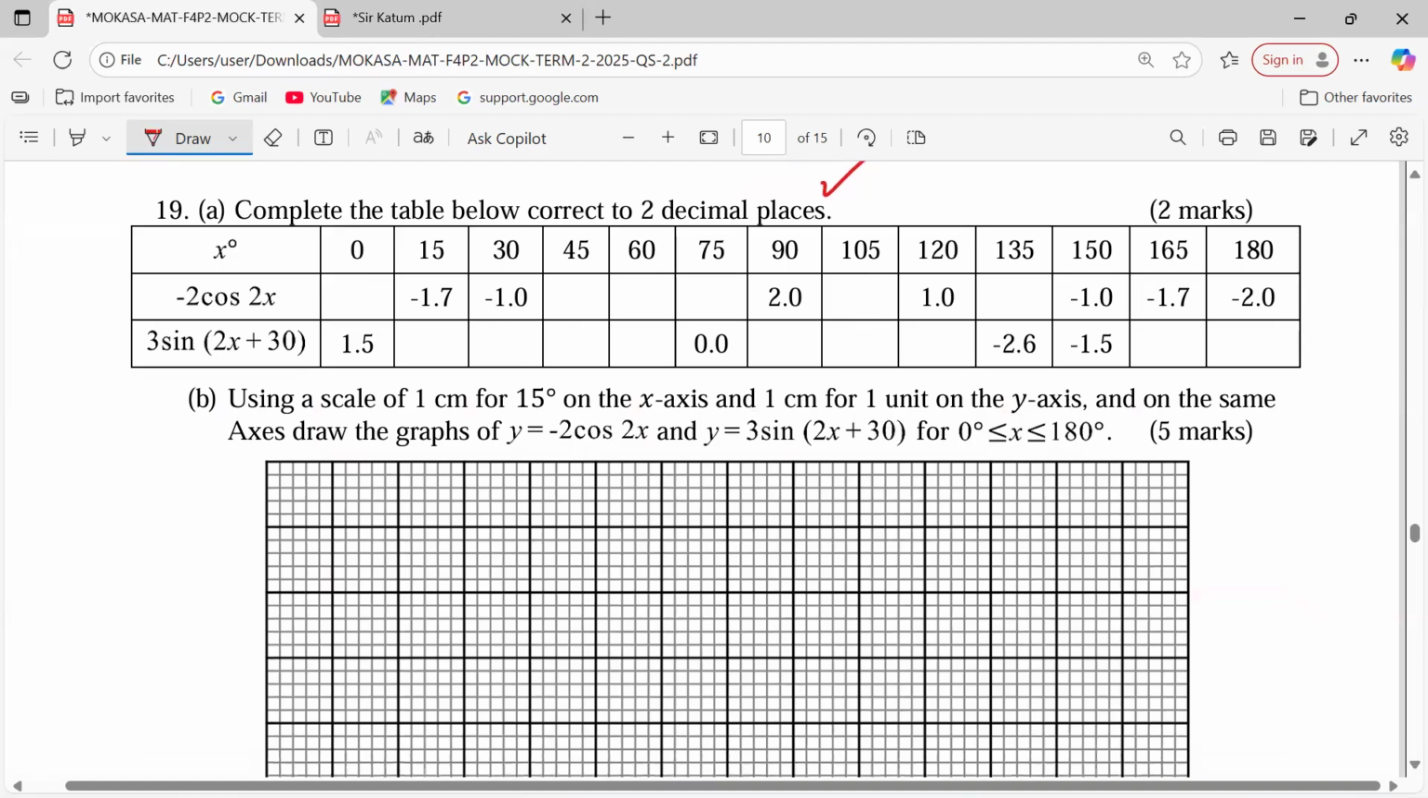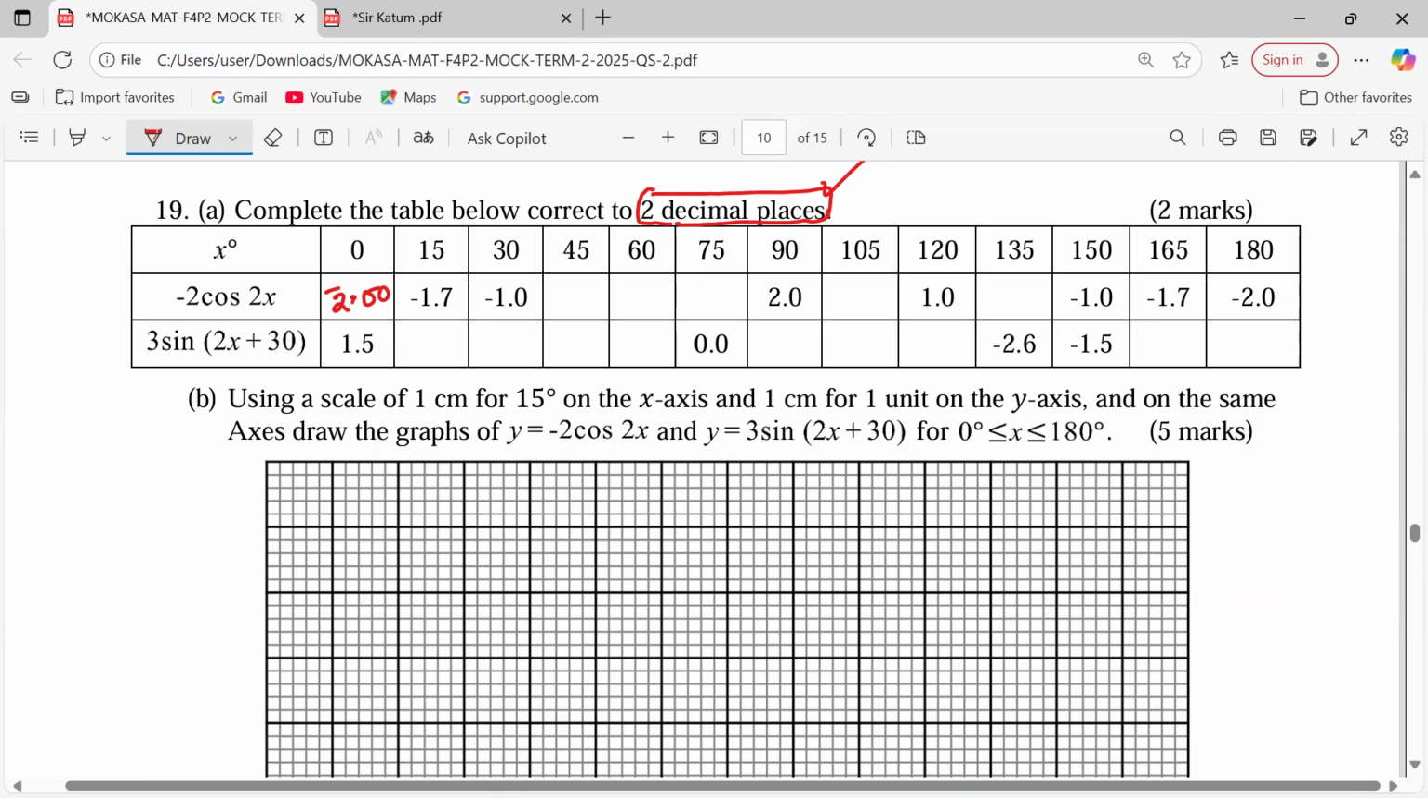So now we are going to start with filling the table first. -2, you just type it in the calculator, -2 cosine of, you open brackets, 2 multiplied by the first value of x, which is 0. So I'm getting -2. When I get -2, I write it as -2.00 because of the 2 decimal places. So you should focus on safeguarding your marks.